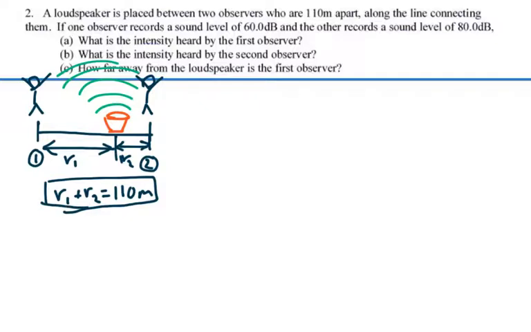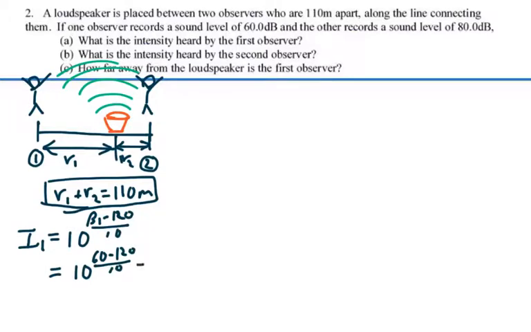We also know that in general, the intensity is going to be equal to 10 to the power of the intensity level minus 120, divided by 10. So in the case of intensity number 1, this is going to be 10 to the 60 decibels minus 120, divided by 10, which is going to be 10 to the minus 6 watts per meter squared.